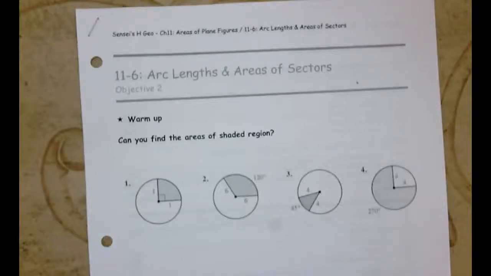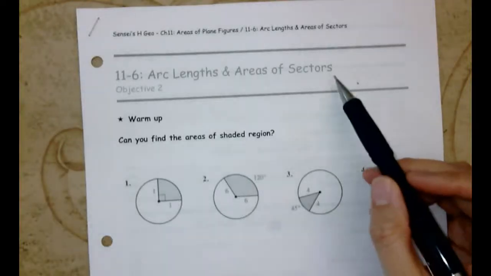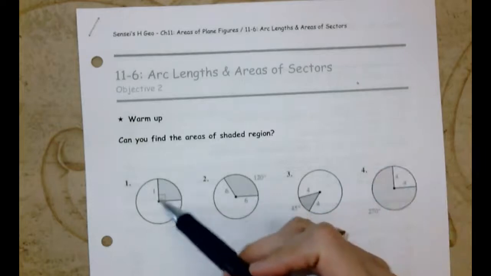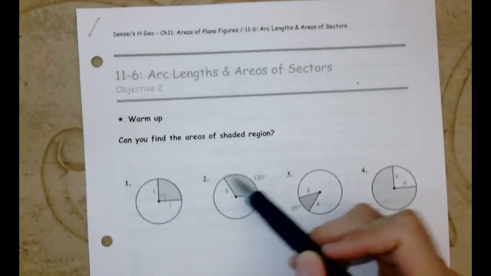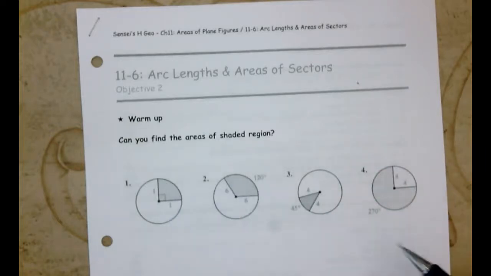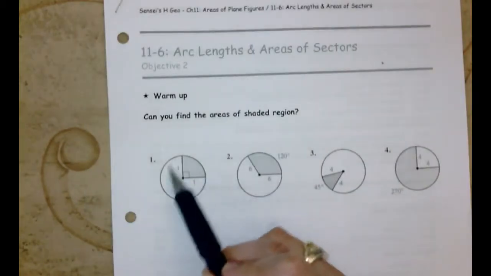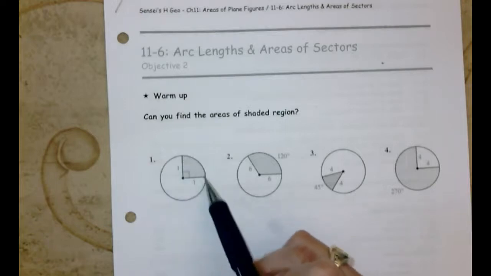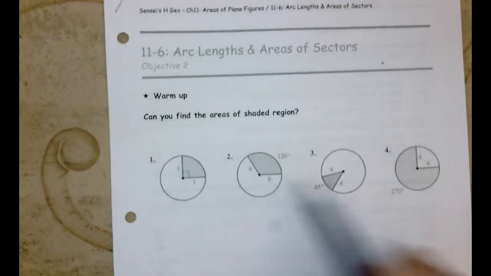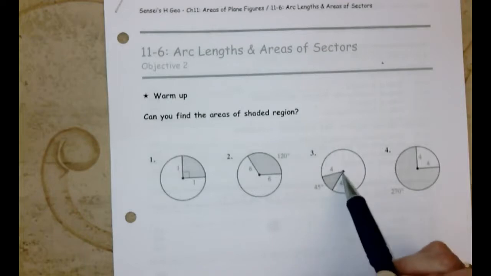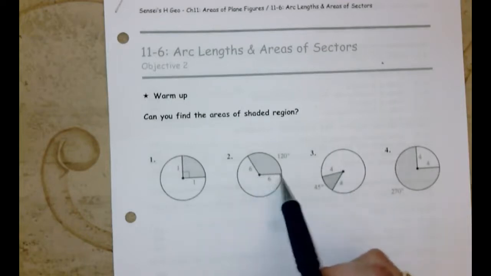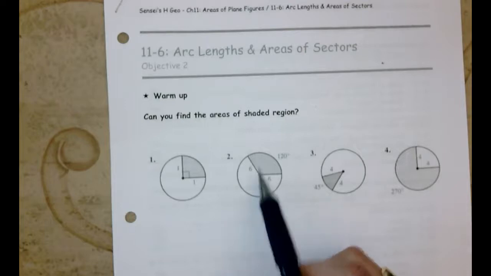Okay, so this is arc lengths and areas of sectors. These portions of the circle are called sectors. Arc length is the portion of the circumference of the circle that is cut off by these. These are not chords, these are radii. It's always a radius, it starts from the center. That's the arc length, and that's called a sector.